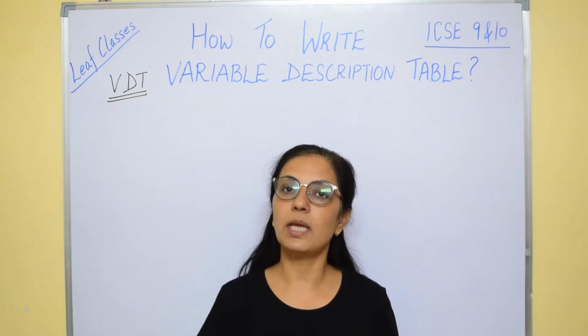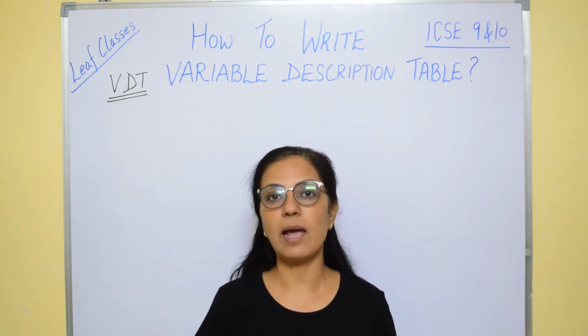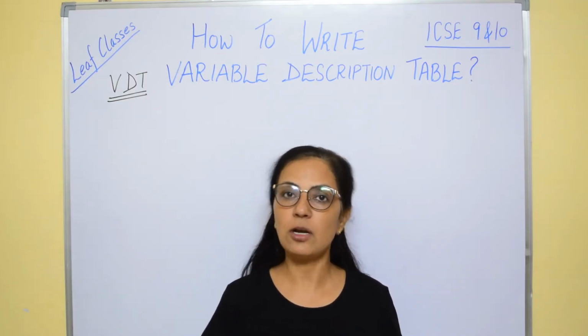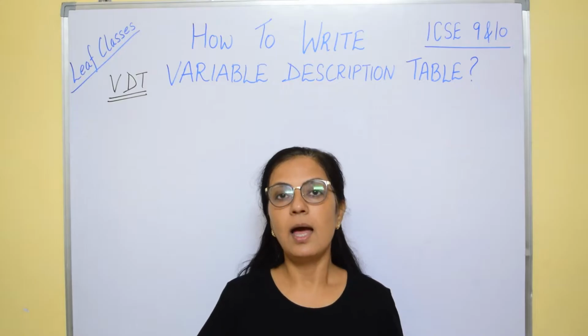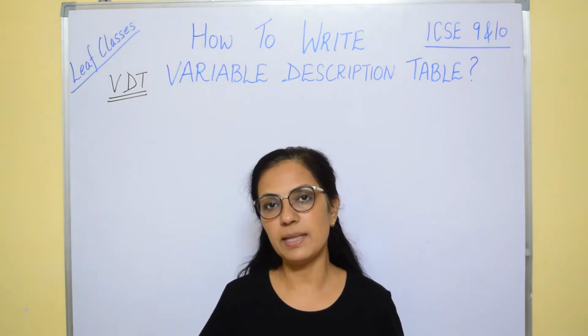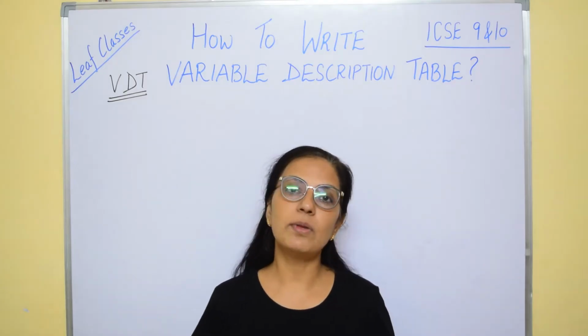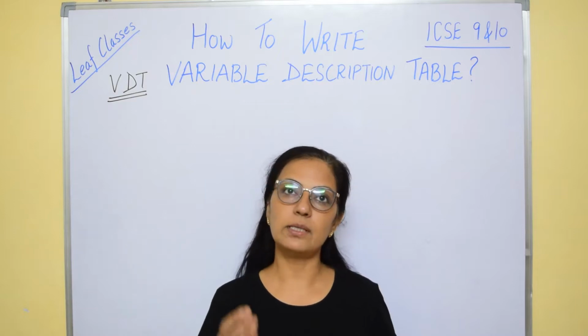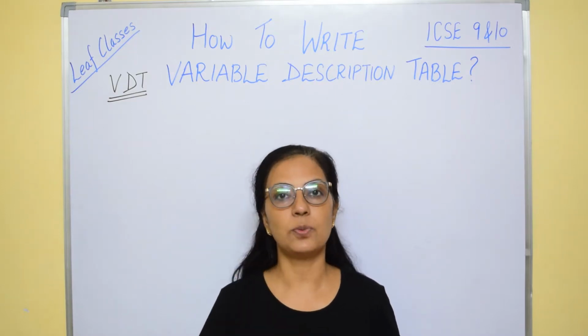That means with each question, with each program of section B, we have to give the variable description or the mnemonic codes. Now, for writing variable descriptions, there are many methods, but I will be telling you the tabular method, which is very easy, and you have to do this variable description with each program.